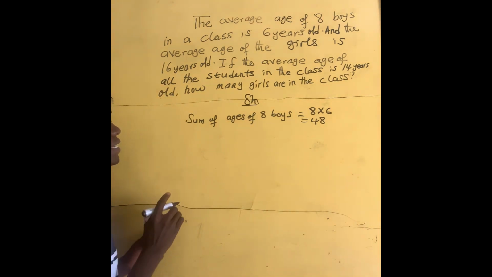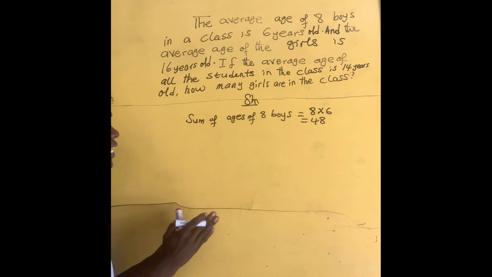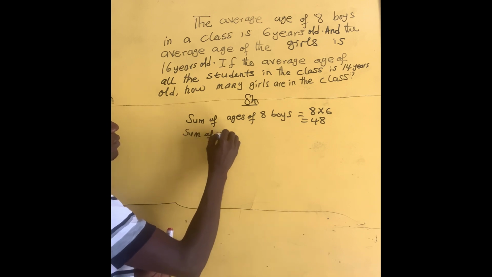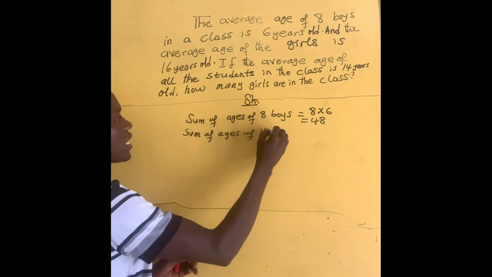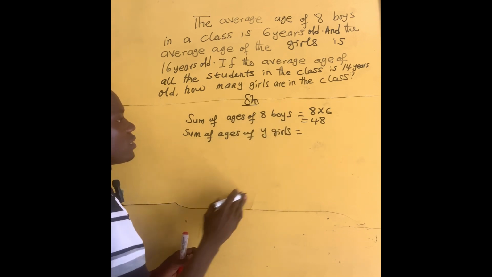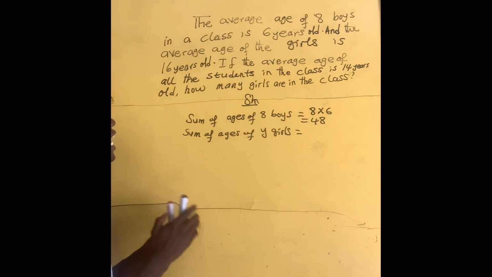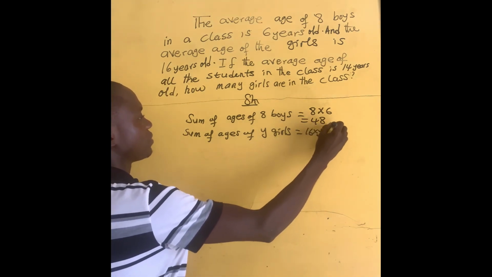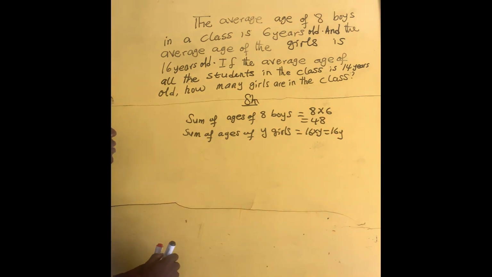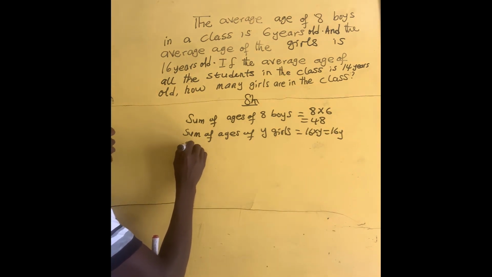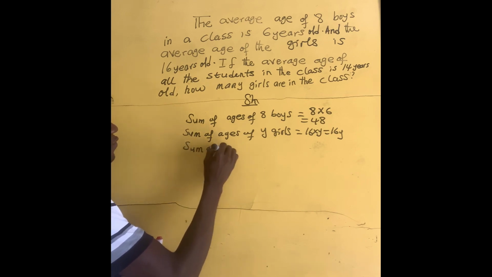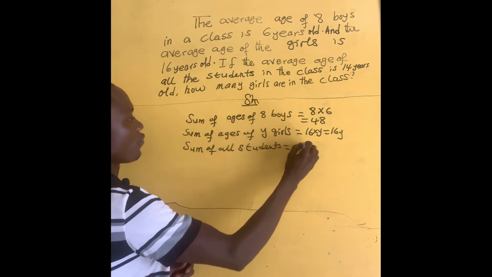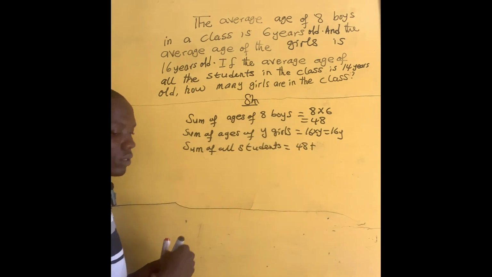Now, if we let the number of girls to be y, then we have the sum of ages of y girls. Since we have number of girls to be y and the average is 16, we take 16 times y, which gives 16y. Then we have sum of all students to be equal to 48 plus, wow, there's a mistake here.